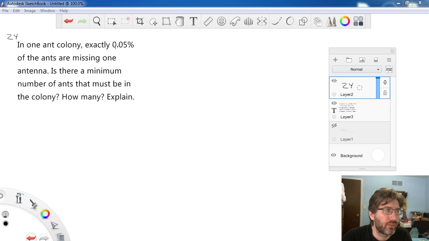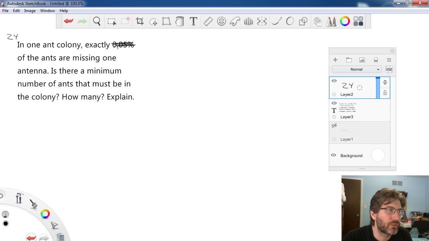In one ant colony, exactly 0.05%, keep in mind this is a percent, of the ants are missing one antenna. Is there a minimum number of ants that must be in the colony? Clearly there has to be a minimum because there's a percent that have an antenna. It wants to know what that minimum is, though. And we're going to solve something similar. We're going to change the problem so you can do this on your own, but it follows the same method.